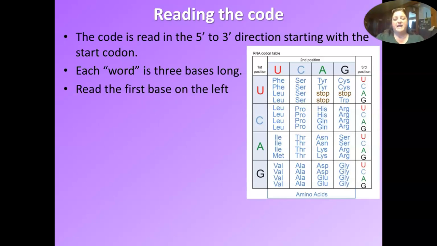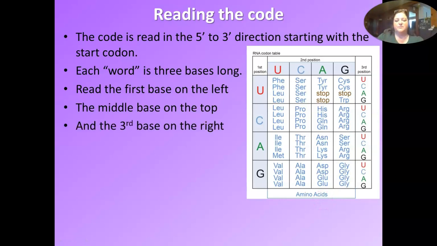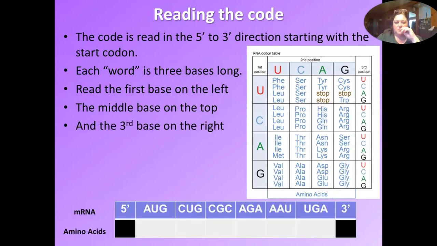So the first base is over here on the left. So we're looking for a letter. It's over here on the left. We start there. Then we go to the top for the second letter, right? And then we go over to the left and we find the third letter. And so the middle base is on the top, the third base is on the right, and so on, okay? So I want you guys to decode this one, all right? And we're going to do this in our Edpuzzle. So I want you to find AUG.